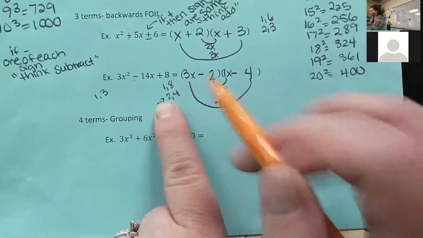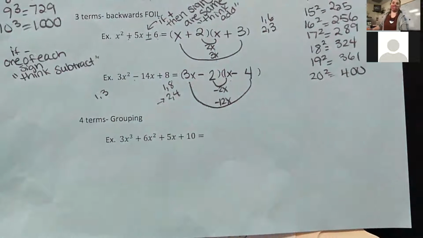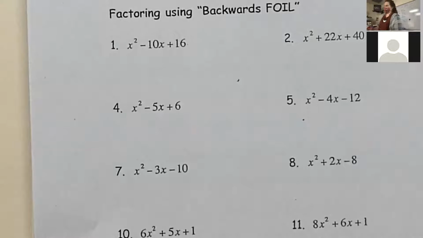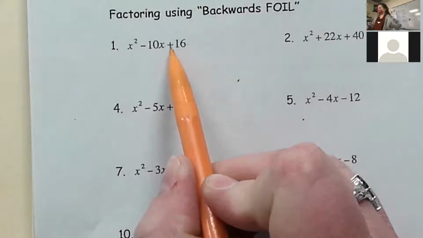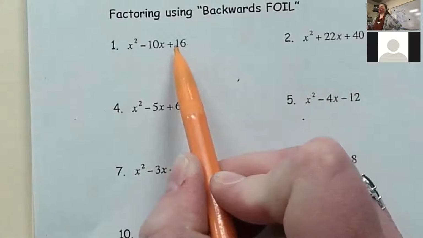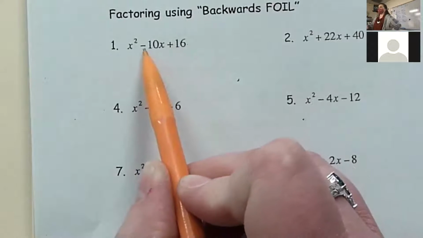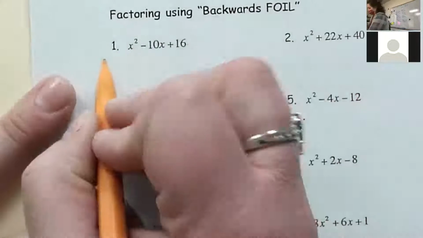We're going to do a whole bunch together, so let's get out your worksheet, and then we'll keep going. All right, number 1. This sign means that they're the same. This means that they're both going to be negative. Okay?